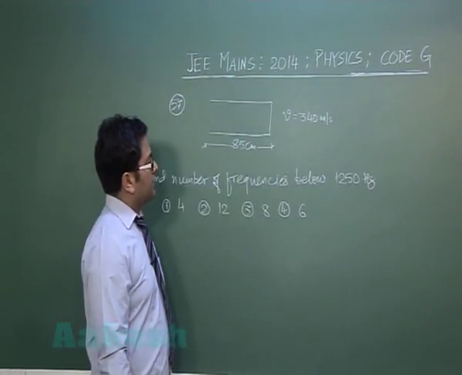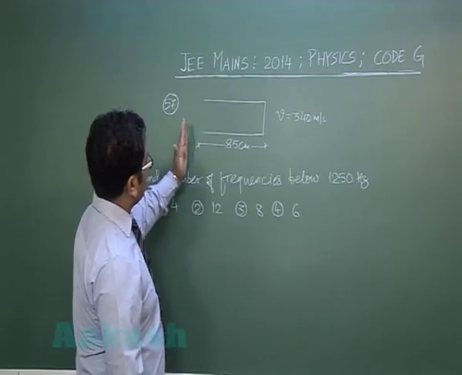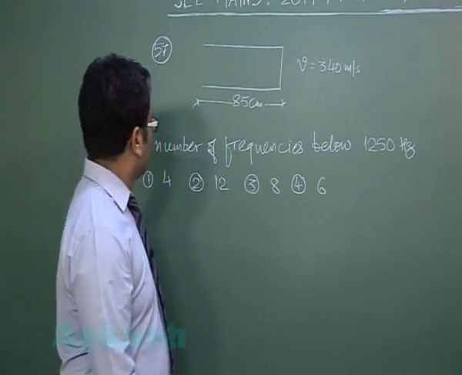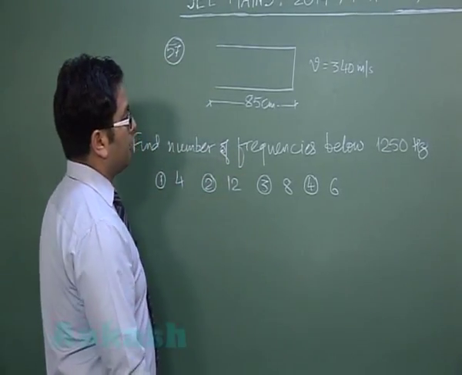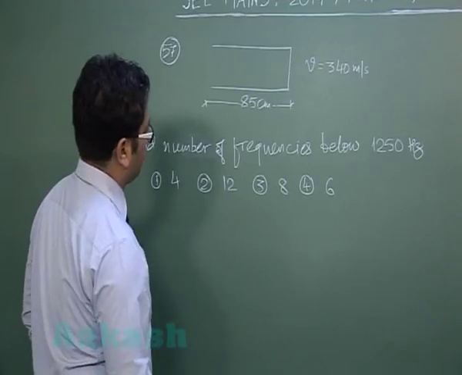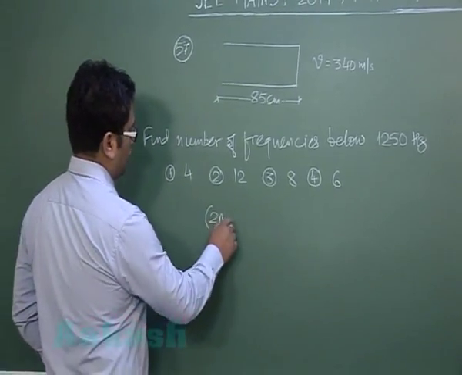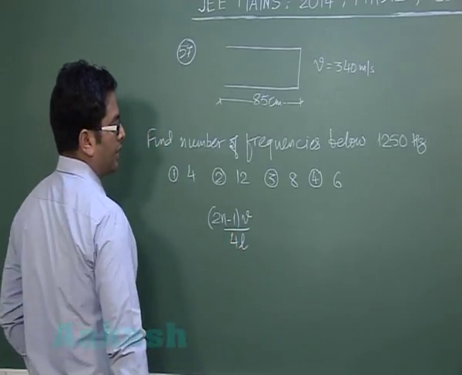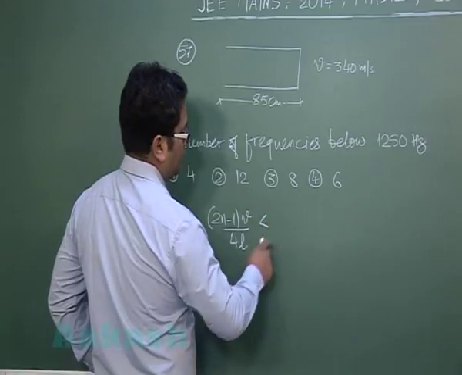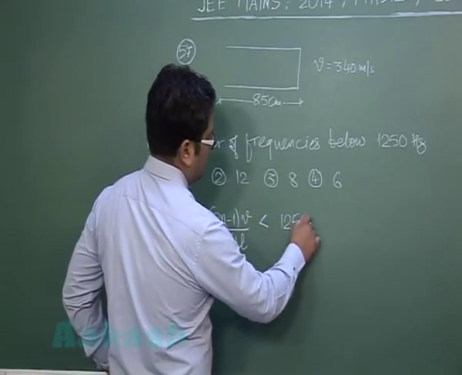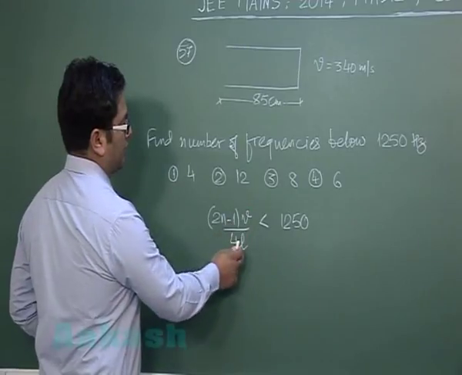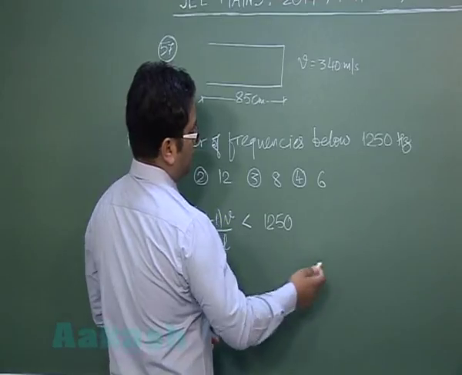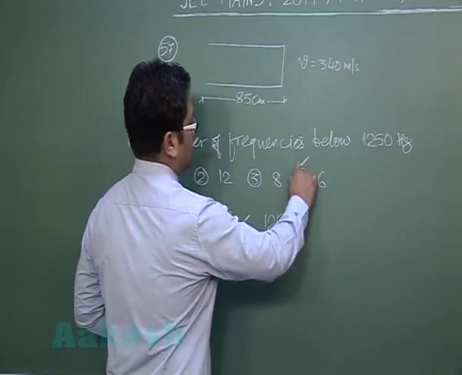Question number 57 is from sound. There is a closed organ pipe of length 85 centimeter and speed of sound is 340. We've got to see the number of frequencies below 1250. So that comes straightaway (2n minus 1) V by 4L less than 1250 Hertz. Putting the value of V, putting the value of L, you would get the total number of frequencies which lie below 1250 is 6.